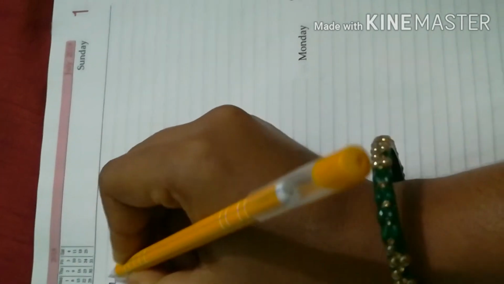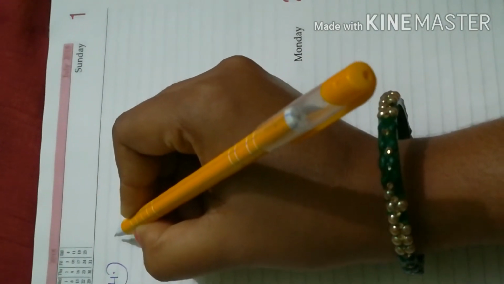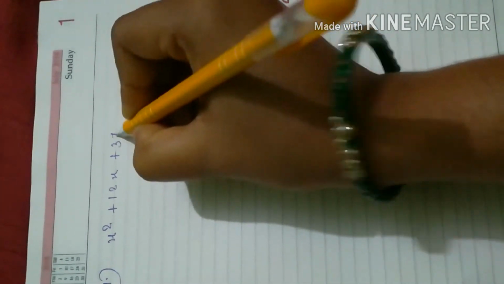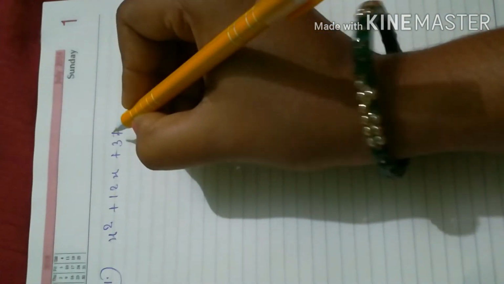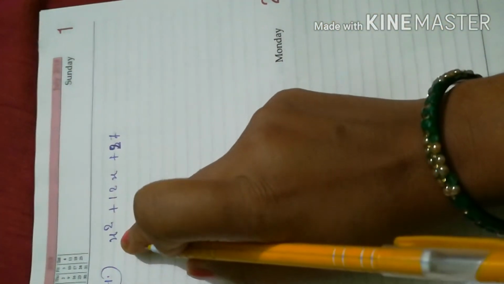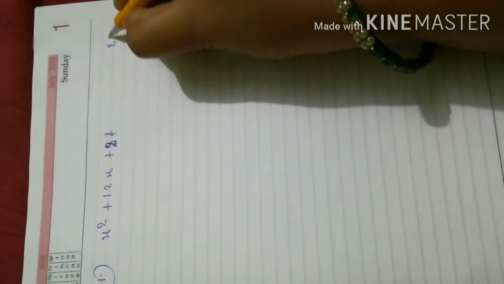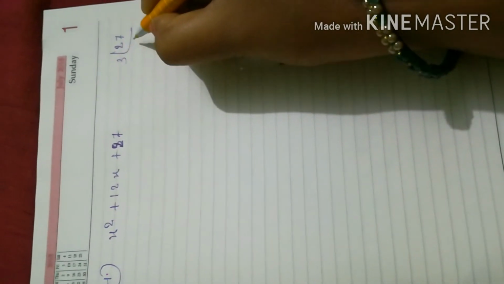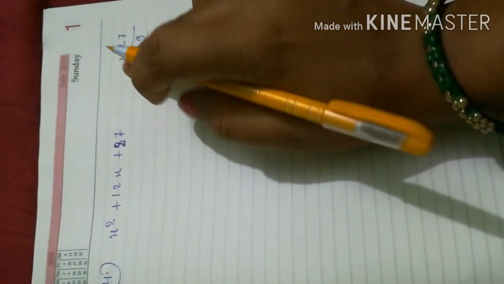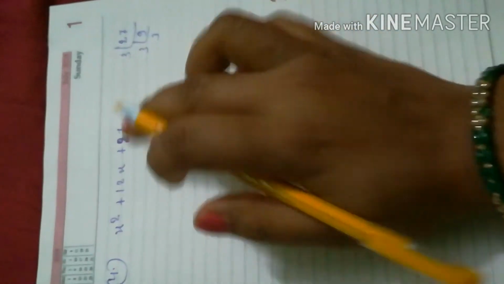Now we will do our next questions. Our question number 4 is x square plus 12x plus 37. Sorry, 37 is not given, 27 is given. Now we will multiply 1 into 27. We can write 27 as 3 nines. 3 threes are 9. 9 plus 3 is 12 and 9 threes are 27.